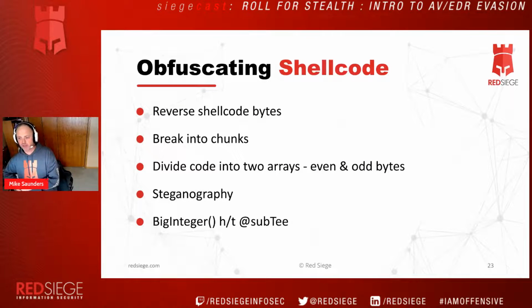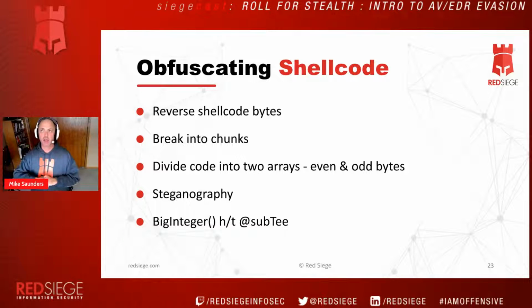We can also do some other things to hide our shellcode. We can just reverse our shellcode bytes and store them that way in reverse order. And then right when we need to use them, we flip it back around and dump it into memory and execute it. We could try breaking it up in chunks.